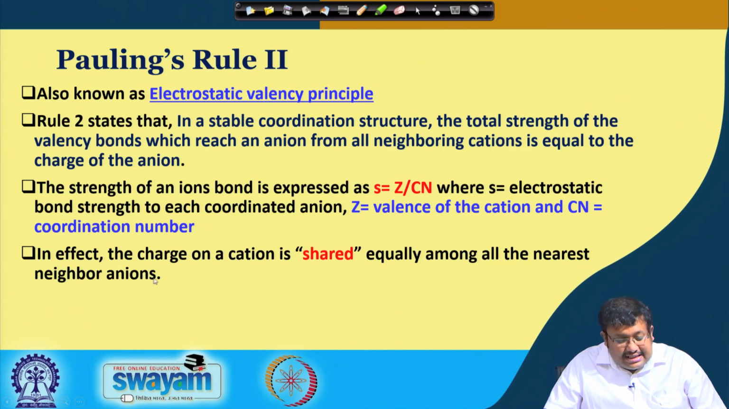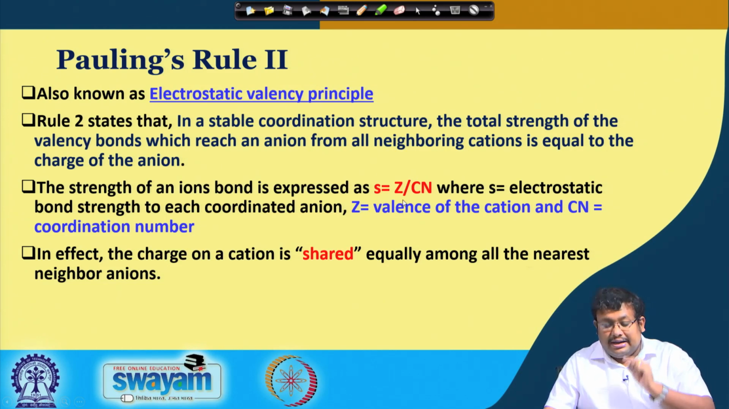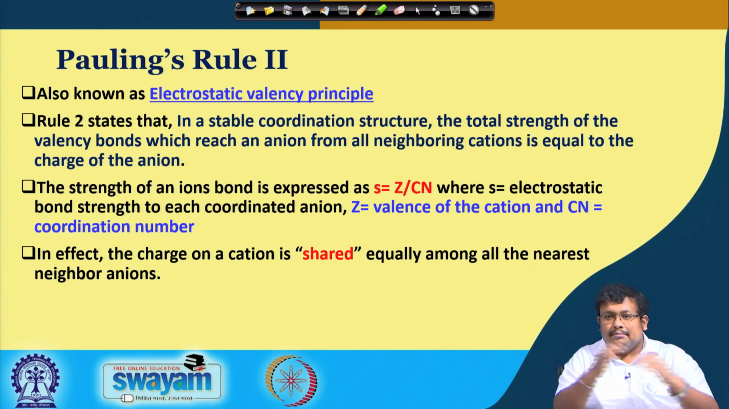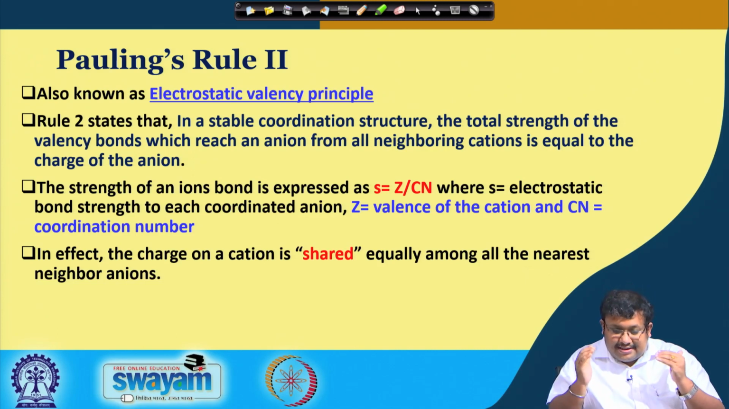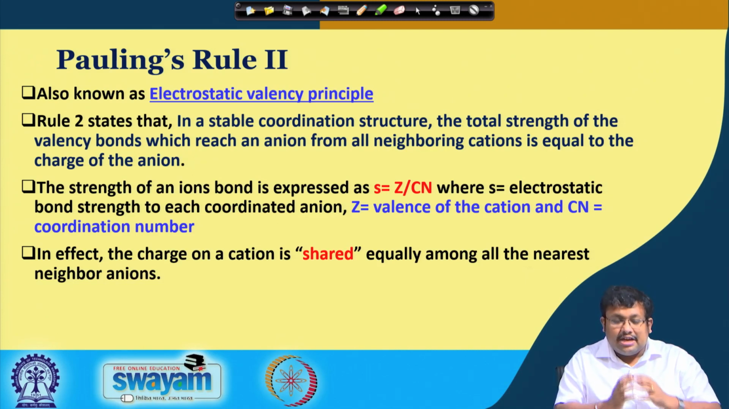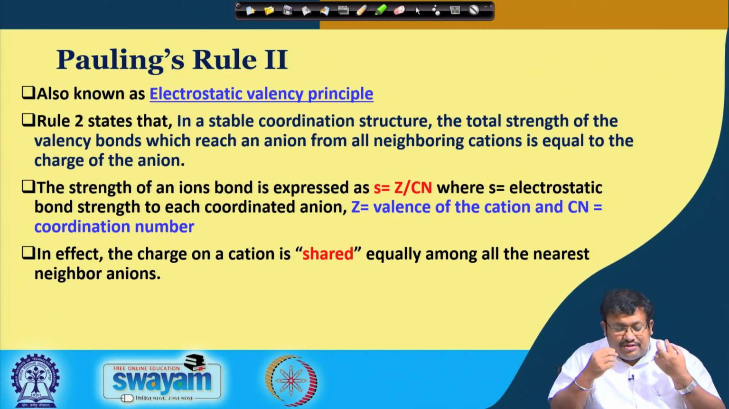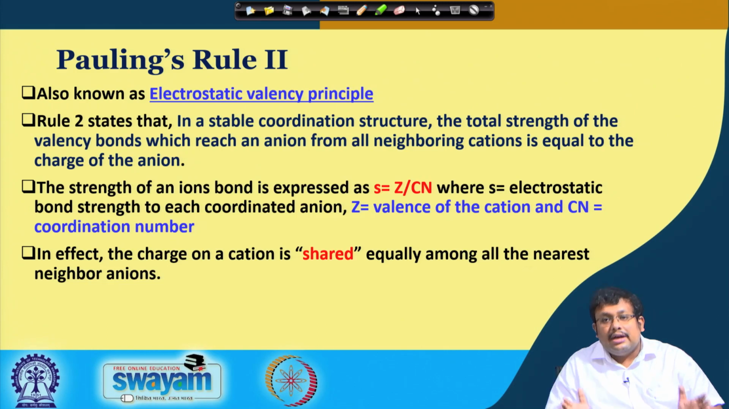So, in effect the charge on a cation is shared equally among the nearest neighboring atoms, which is very clear from this formula, because the strength of a particular bond can be calculated by dividing the valency of a particular cation by the coordination number, that means the number of surrounding anions. If we divide the valency of a particular cation by the number of surrounding anions, obviously the charge of that cation will be shared equally among the nearest neighbor anions.